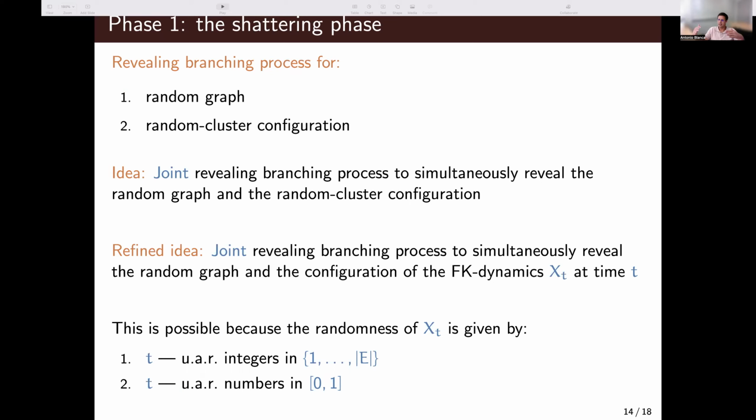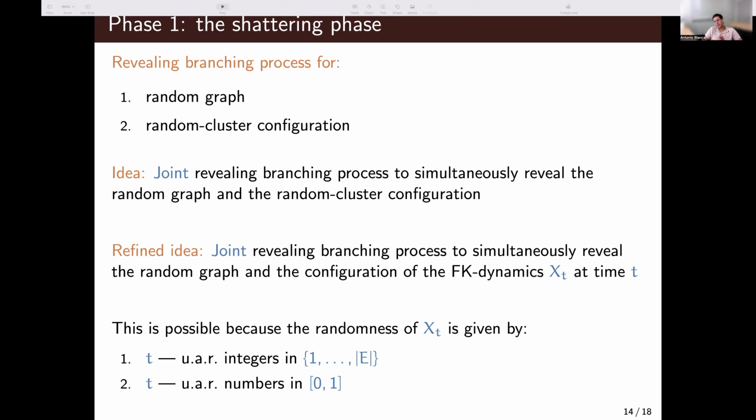The idea is to combine the two branching processes, and as we generate the random graph, we also try to generate a random cluster configuration on something that at least bounds the random cluster configuration from above. Using this idea, we can prove static properties of the random cluster distribution. But to actually prove something about the Markov chain, we need to extend this idea of revealing the random graph: instead of revealing the random cluster configuration, we reveal the configuration of the Markov chain at time t as we reveal the random graph.